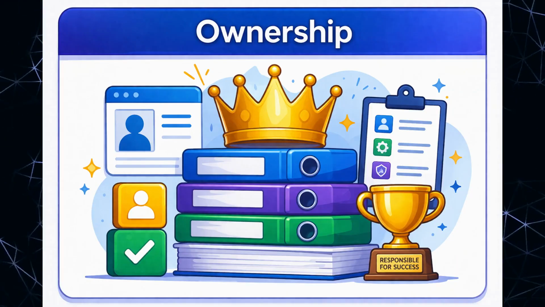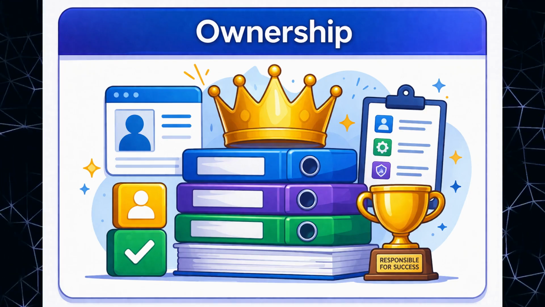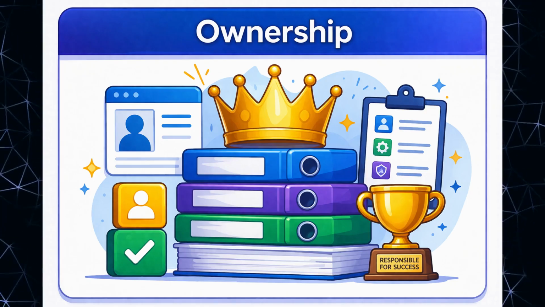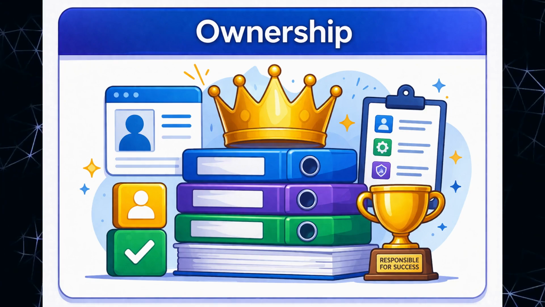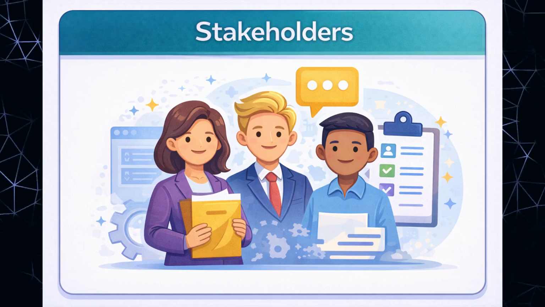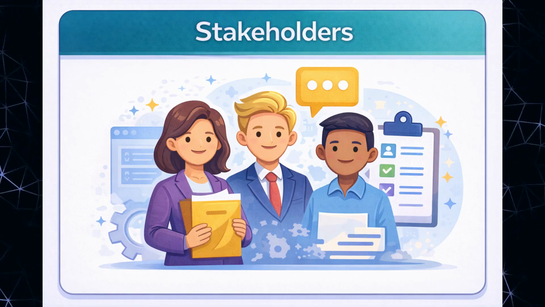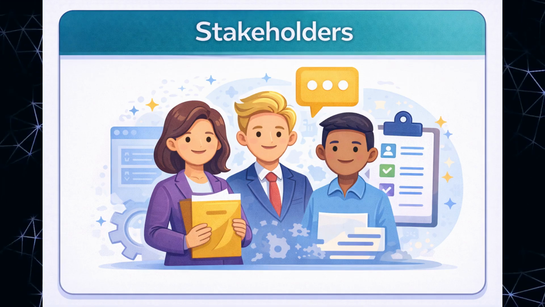Next is ownership. This assigns responsibility to a specific person or team, ensuring accountability if something goes wrong. Then, we have stakeholders. These are the people or groups affected by the change. Involving them helps identify risks early and prevents unexpected disruptions.